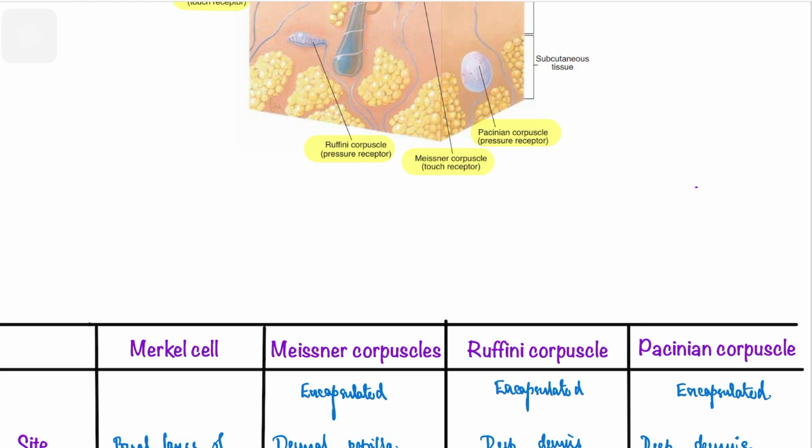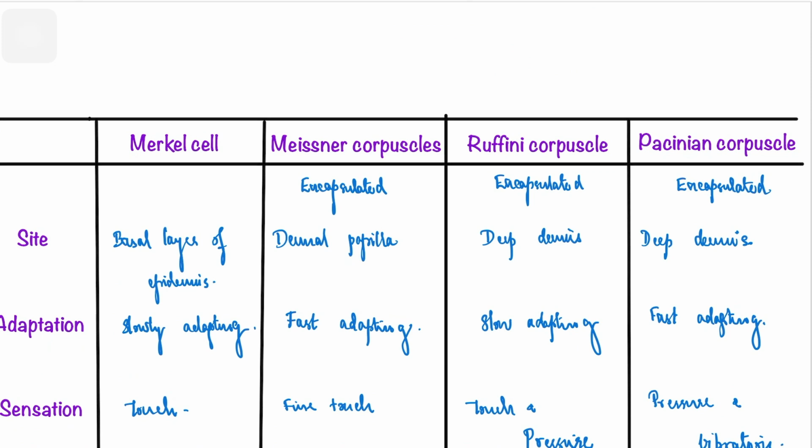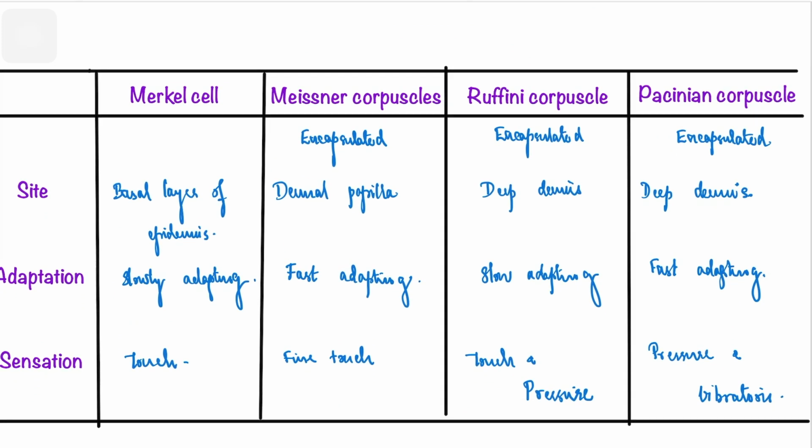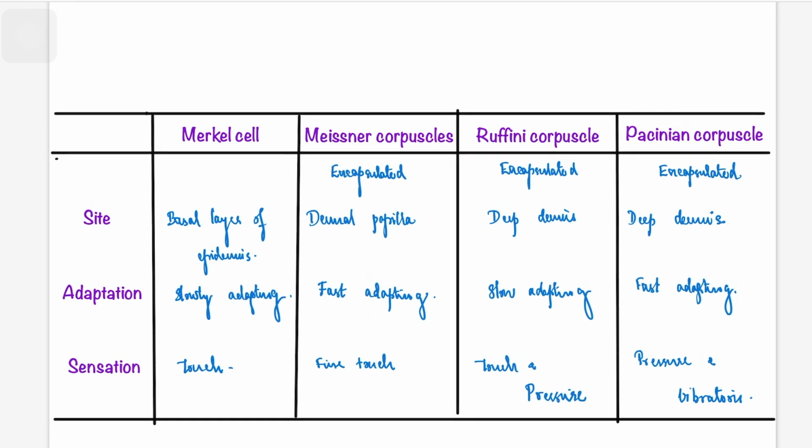That is why you need some pressure to have the sensation. So these mediate the pressure sensation. And you need fast adapting receptors for sensing vibration. That is why Pacinian corpuscles, which are fast adapting, mediate vibration. For appreciating fine touch also you need rapidly adapting receptors. That's why Meissner's corpuscles, which are fast adapting, mediate fine touch. This is about the cutaneous receptors.